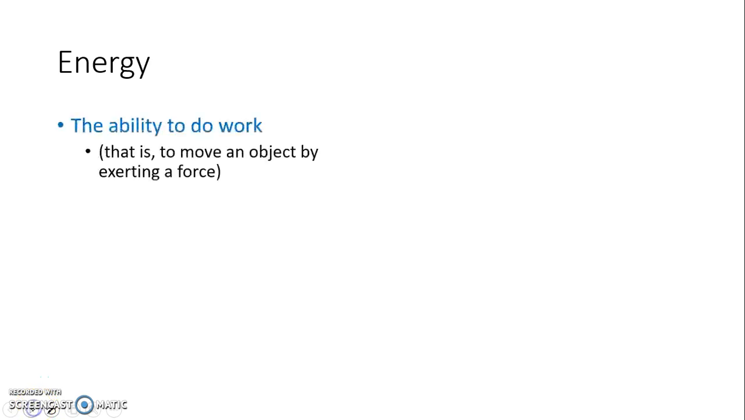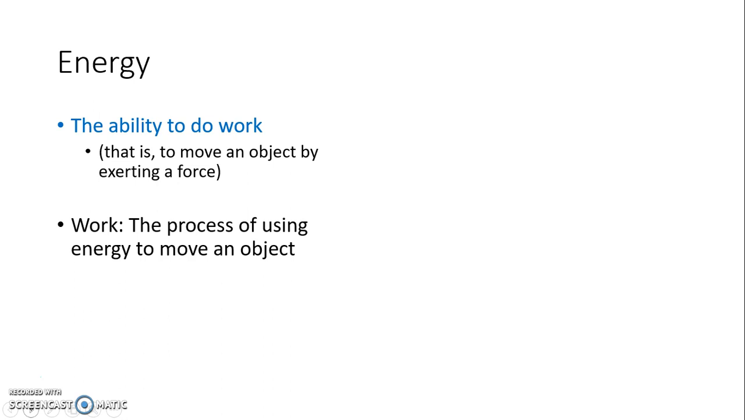With work and power defined, we're ready to talk about energy. Energy is the ability to do work. That is, it's the ability to move an object by exerting a force. Now, with this idea of energy, another way to define work would be the process of using energy in order to move an object. So if I am exerting energy to move a book from the bottom shelf to the top shelf, as we used in a previous example, then that is work, the exertion of energy.